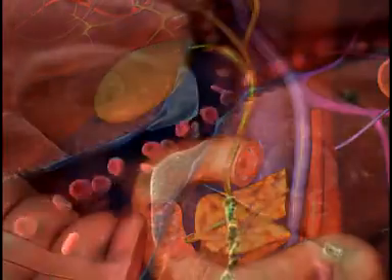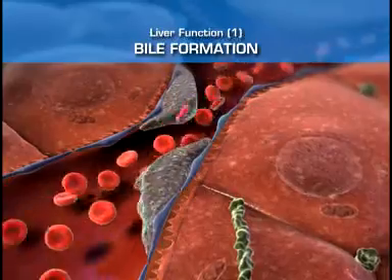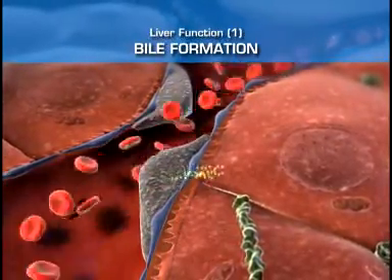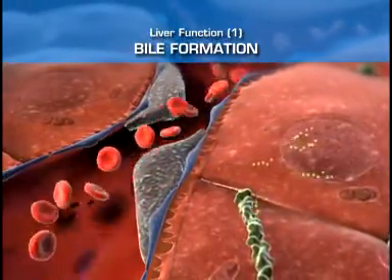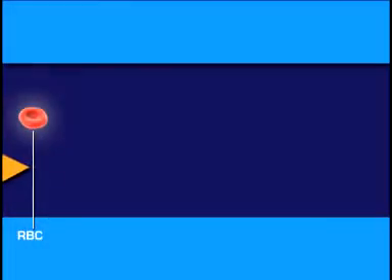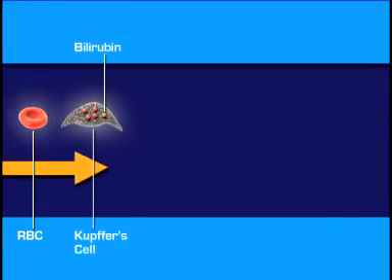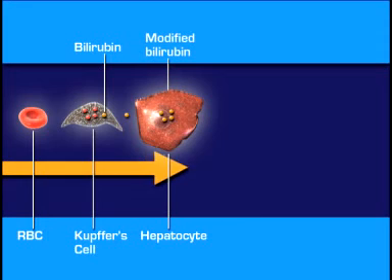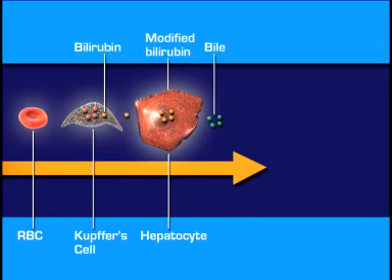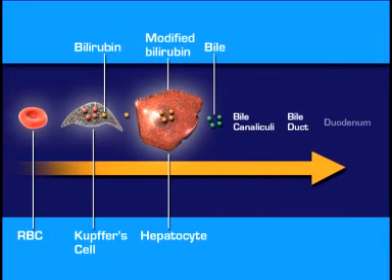The liver has three essential functions. Bile formation. Bile is formed in the hepatocytes. Bile is essential to the elimination of bilirubin because the bile transports the conjugated bilirubin. Once bile has been released into the duodenum, it aids in the digestion of dietary fats and fat-soluble vitamins.